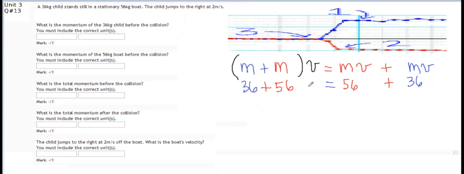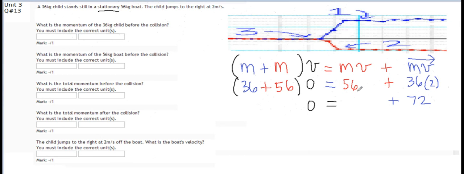So filling in the rest of the values, this V is 0, and the reason, of course, it's 0 is because it is a stationary boat. It is not moving. So this is 0, and whatever this is going to be equal to 0 on this side. Alright, this is going to continue here. It says the child jumps to the right at 2 meters per second. So the child is going to jump to the right at 2 meters per second, so that's a 2. And if you total those up, that is going to be a 72 total momentum.